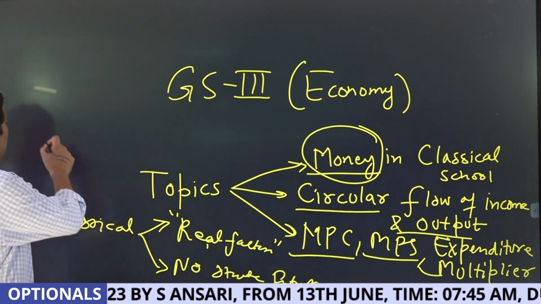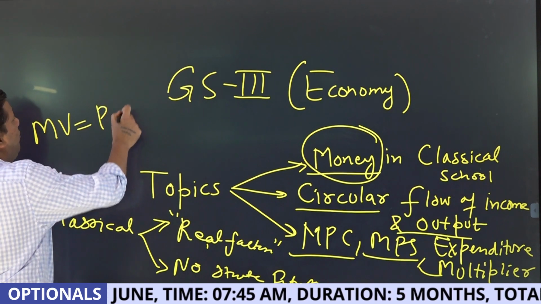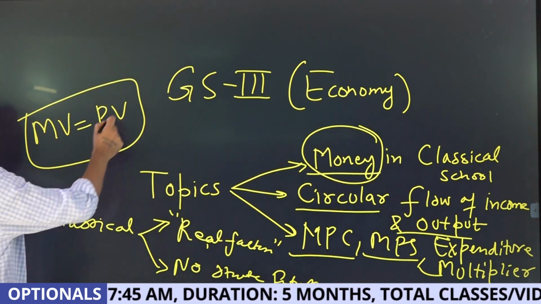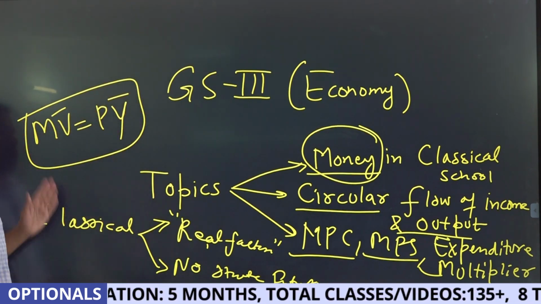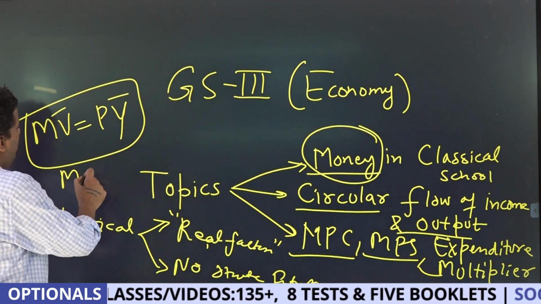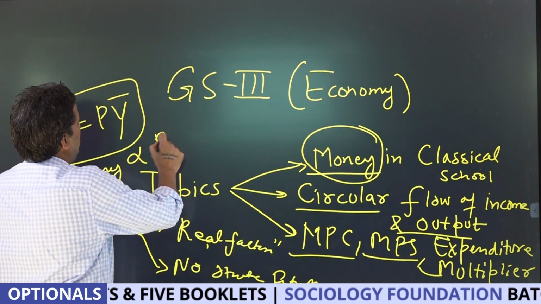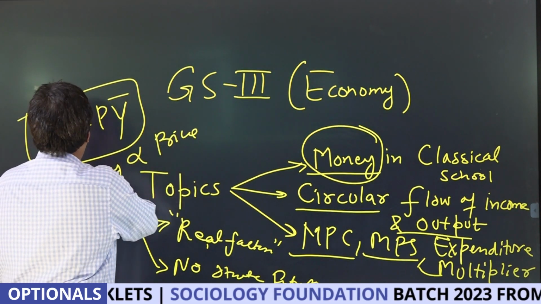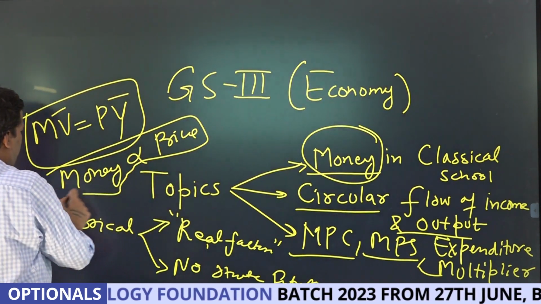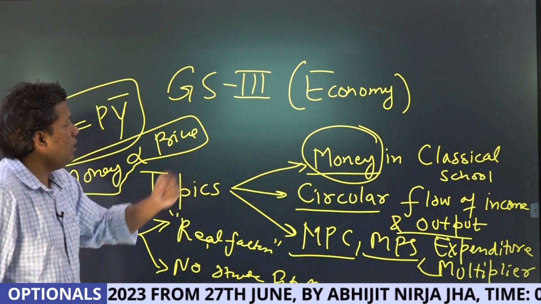Yesterday, in the previous lecture, we saw this equation, the quantity theory of money: MV is equal to PY, where we assume that the velocity of money and the output are constant. So your money supply is directly proportional to price. This was the fundamental idea which we derive from the classical school.